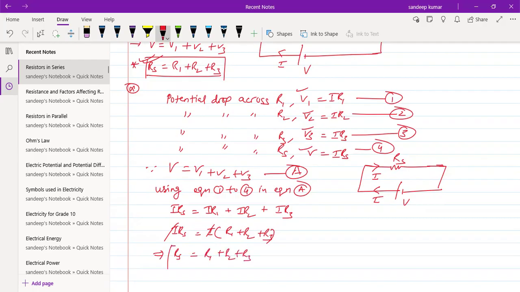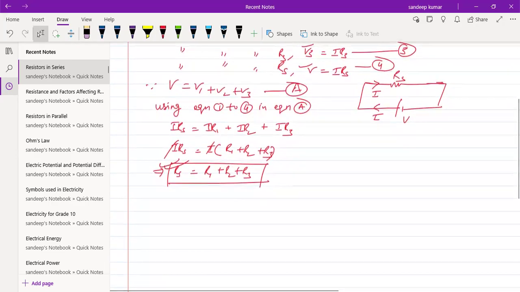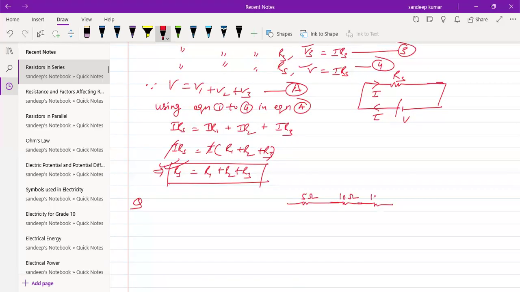This derivation they may ask for 3 marks. Very, very important. You have to remember, children. Let's take one problem here. There are 3 resistors. Let's say this is a 5 ohm resistor, another is a 10 ohm resistor, and another is a 15 ohm resistor. Let's take it connected to a 60-volt battery.